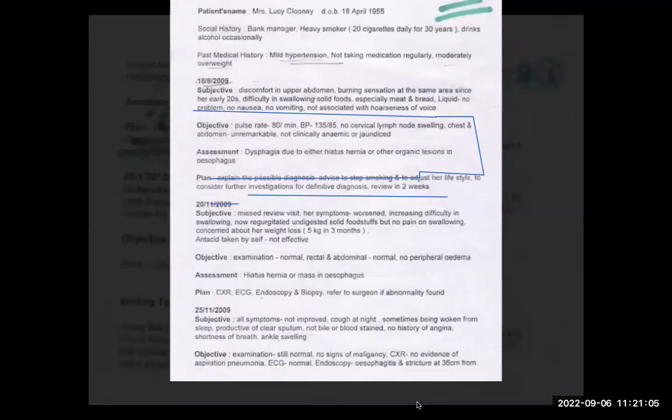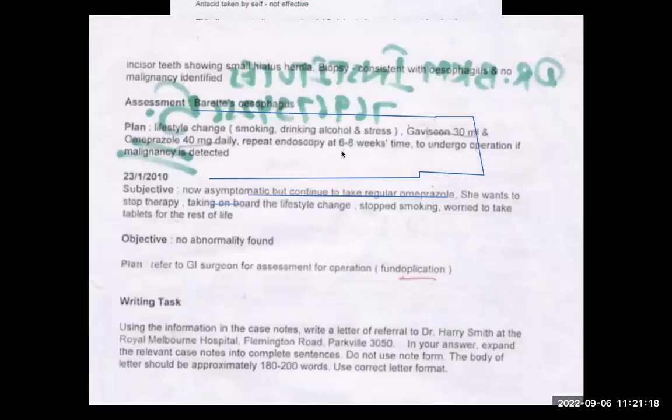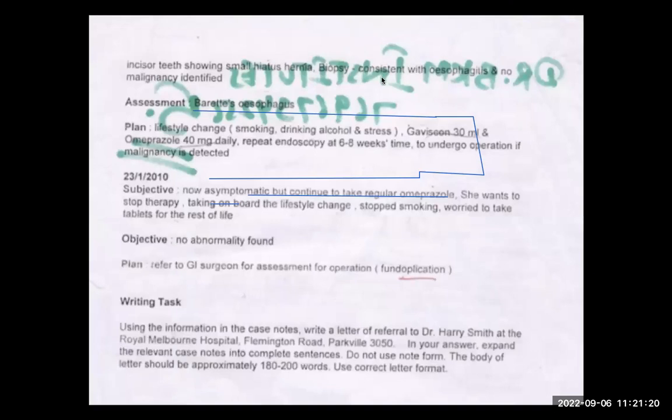Cough at night, sometimes being woken from sleep, productive cough. On examination, still normal, no malignancy, no evidence of aspiration, no pneumonia. ECG normal, but endoscopy revealed esophagitis and stricture at 36 centimeters from the incisor teeth, showing a small hiatus hernia. Biopsy consistent with esophagitis. So her endoscopy revealed esophagitis, which was also confirmed by biopsy, but no malignancy was found.